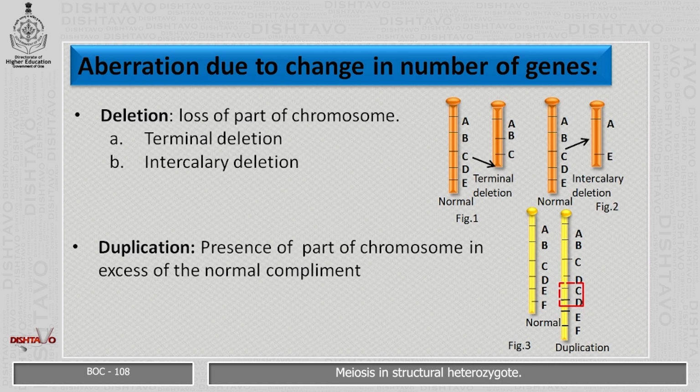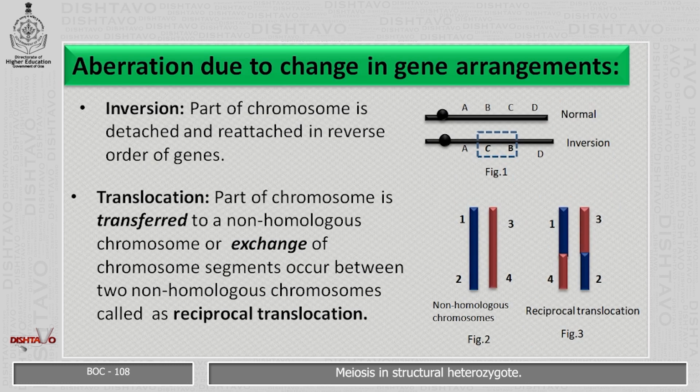Deletion is loss of part of a chromosome. It can be terminal deletion, as you can see clearly in figure 1, or it can be intercalary deletion, which you can clearly see in figure 2. In this, a middle segment of a chromosome is missing. Duplication is presence of part of a chromosome in excess of the normal complement. It is clearly seen in figure 3, in which you see genes C and D are present as an excess complement in a chromosome.